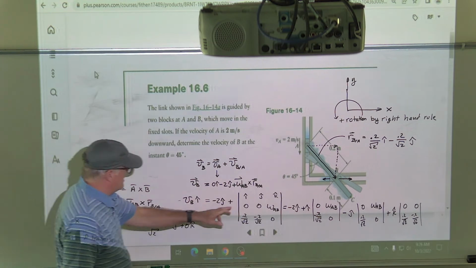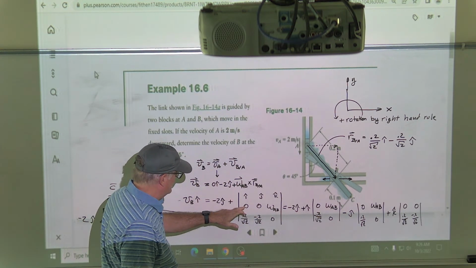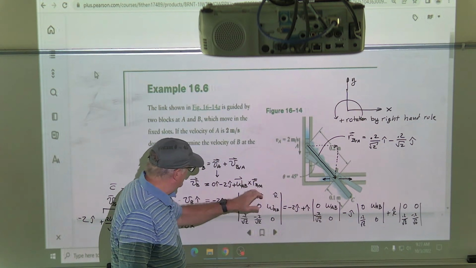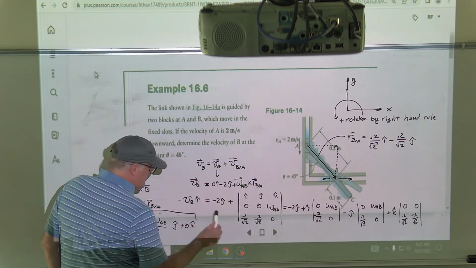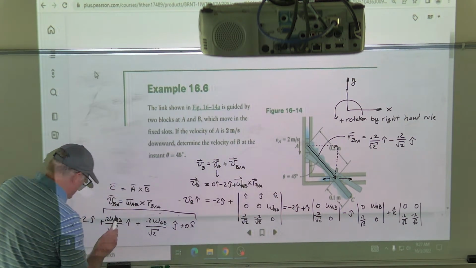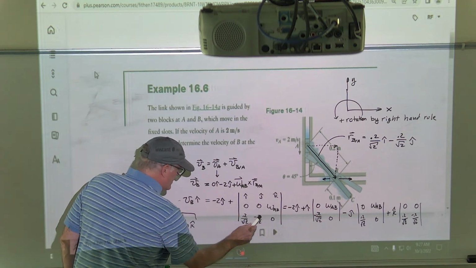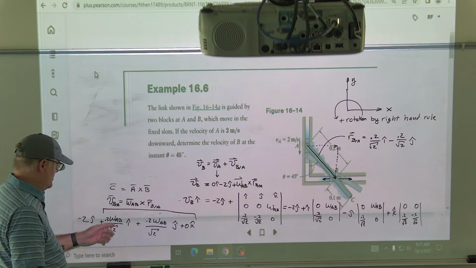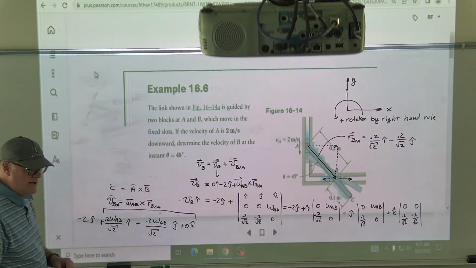That's a no-brainer. This one doesn't help you diagnose stuff that well. The second one, the vector here, does help you diagnose it, and it helps in this way. I got 0.2 over square root of 2 times this, plus a minus 0.2 over square root of 2 times this. Turns out they're equal magnitudes but opposite signs, and they cancel out.